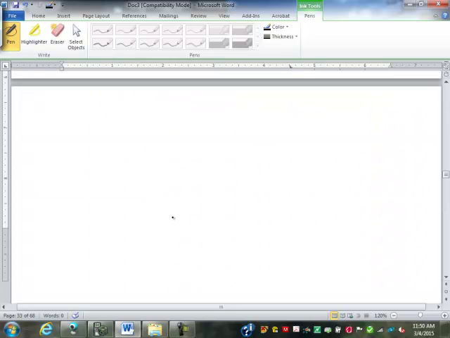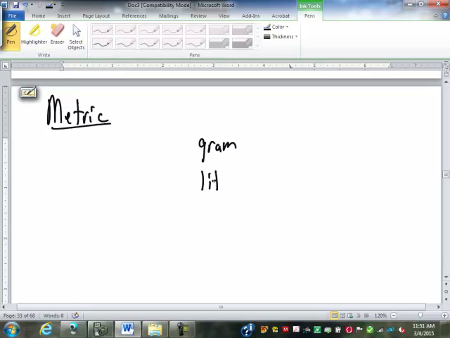In the metric system, things are a lot simpler. We have, in our metric system, only one unit of mass, and that is a gram. We have only one unit of volume, that is the liter. The gram is abbreviated with just a G. The liter is abbreviated with just an L.